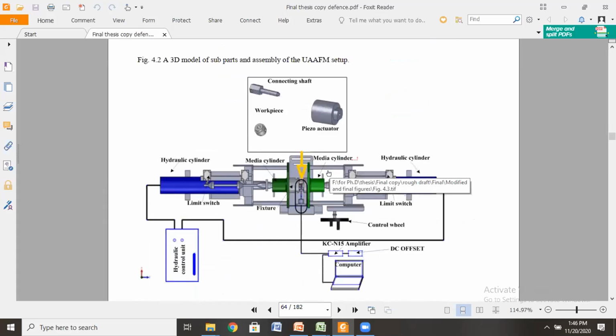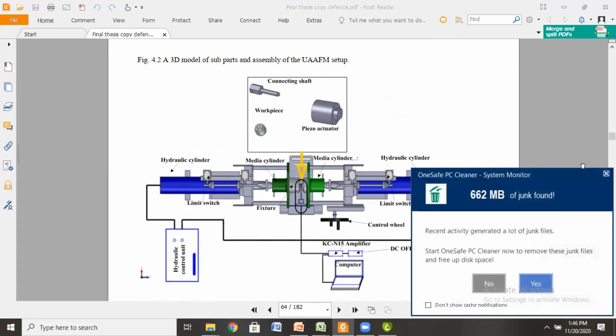So like that we planned a multi-variant setup, and we developed it at laboratory cost. It is fabricated in the laboratory, and the cost is comparatively very less. You cannot compare; the cost is very less when compared with a commercial machine.